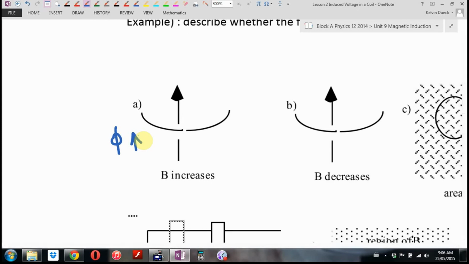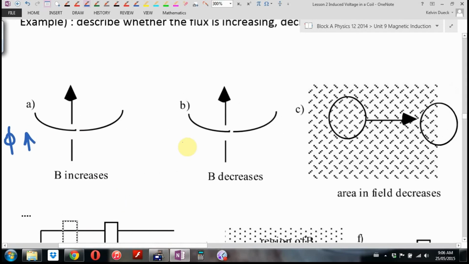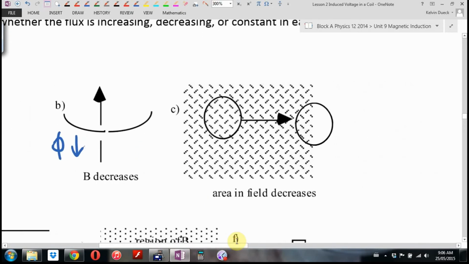So B, what if I decrease the magnetic field? Okay, flux decreases. What about here? If the area inside the field decreases, what's happening to the flux? Okay. Now, in those three examples, were any of those a constant flux? Then in every one of those, we would be inducing an EMF, we would be inducing a voltage, and therefore get a current. This was Faraday's leap. I got it now.